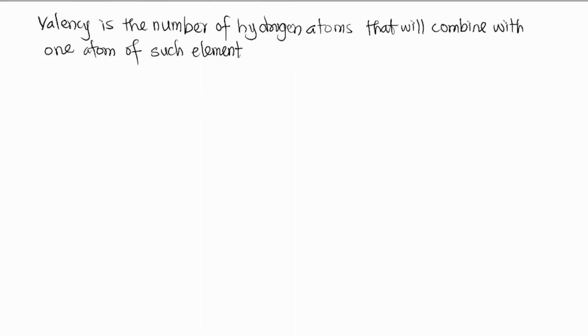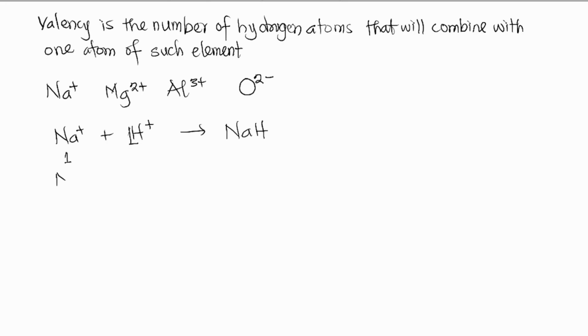So to quickly understand this definition, let's use the same examples, the same ions that we mentioned earlier. That is sodium, magnesium, aluminium, and oxygen. So if sodium and hydrogen combine, because the valency of sodium is 1, we will need just 1 hydrogen atom to combine with sodium to form sodium hydride. Now, if it were magnesium, because the valency of magnesium is 2, we will need 2 hydrogen atoms to combine with magnesium to form magnesium hydride.